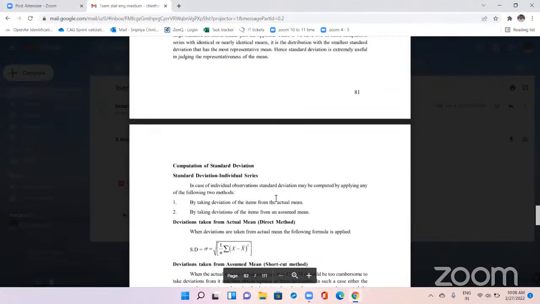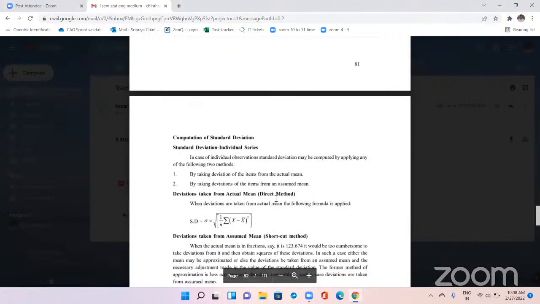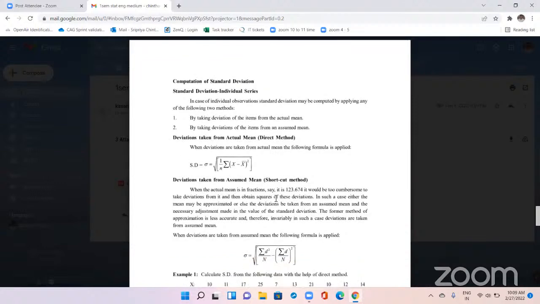Now coming to computation of standard deviation. We are having 3 types. One is individual series, the second is discrete distribution, and the third is continuous distribution. In case of individual observations, standard deviation may be computed by applying either of the following 2 methods: by taking deviations of the items from the actual mean, or by taking deviations from an assumed mean.